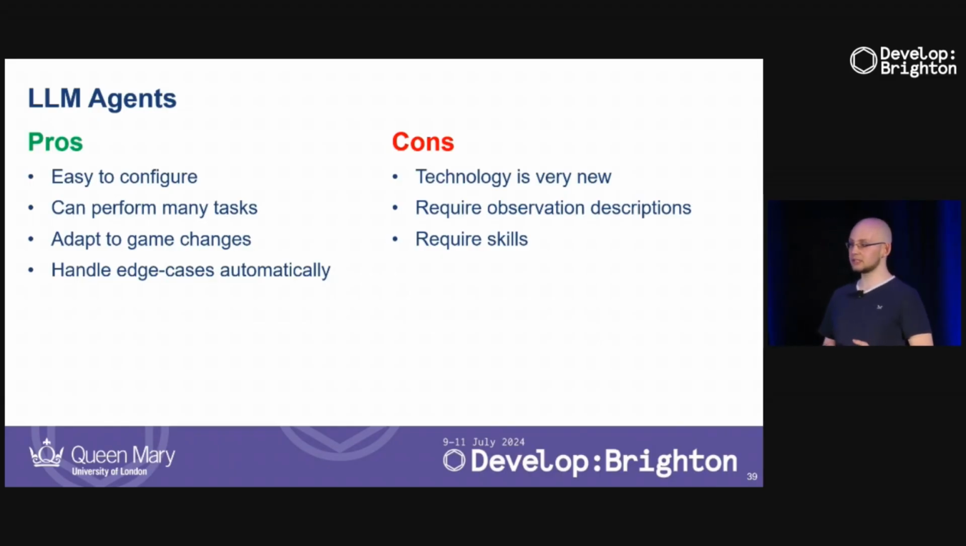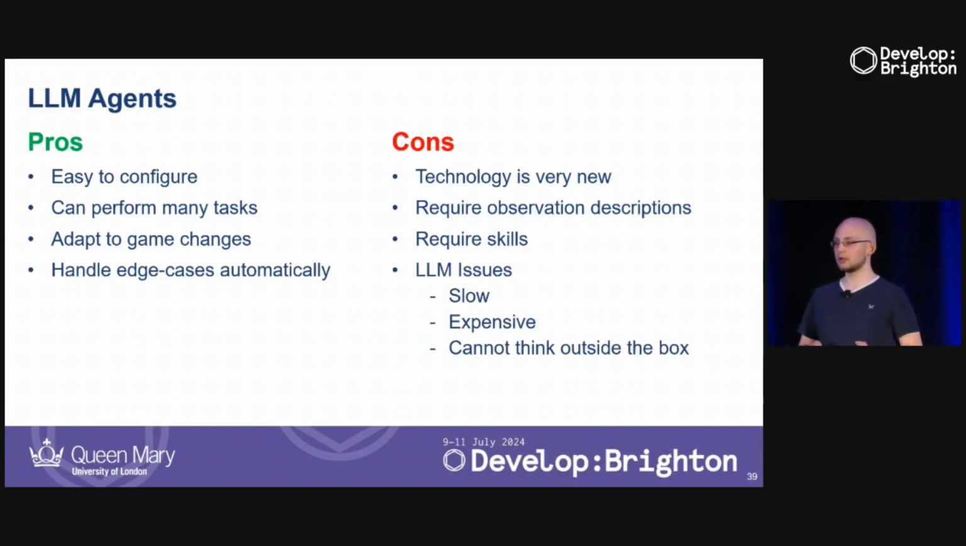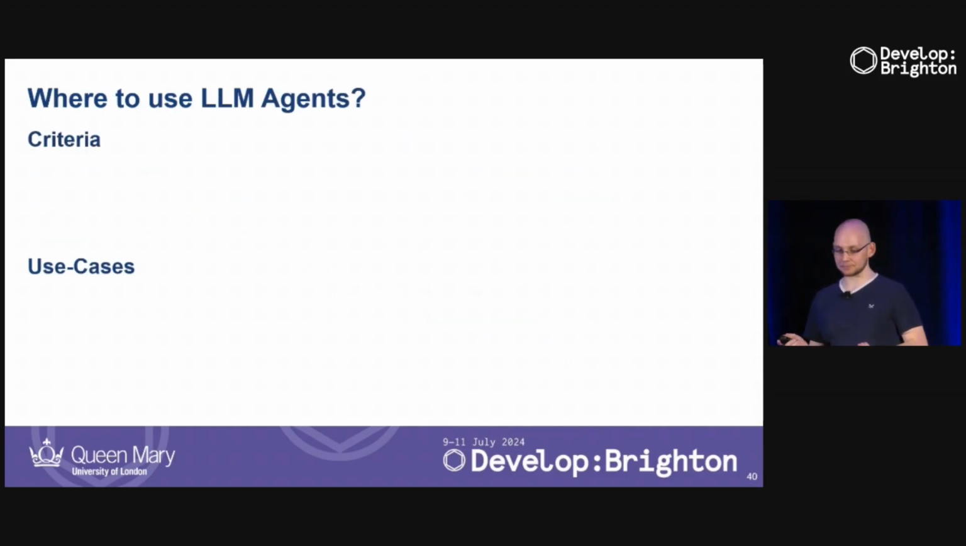And we have to have the skills, which I feel like is the least of our concerns, because usually we have some kind of skill set that we can use to give to the LLM. And of course, we have the issues that LLMs have in general, like they're slow, expensive, and they cannot really think outside of the box, as we've seen. They just do what you tell them. And if it's a vague task, you have to be very descriptive of what happens.